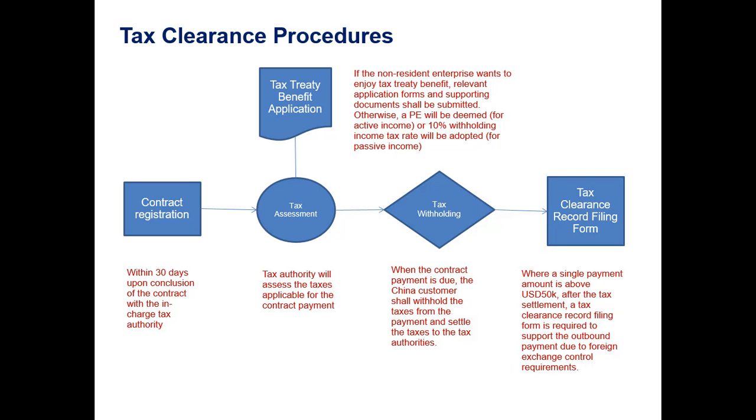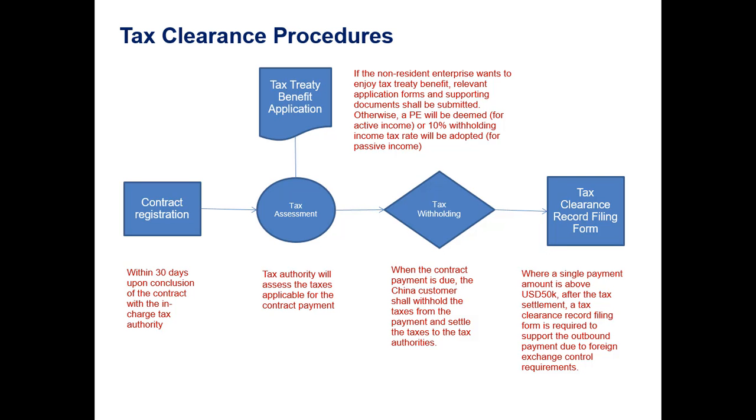And at this stage, you, as the non-resident enterprise, have to apply. If you want to enjoy the tax treaty benefit, you must come here to say, okay, I want to enjoy the tax benefit. The basic taxation principle is that if you don't claim the tax treaty benefit, the default tax treatment will be applied. For service income, the default status is that you have a PE. For passive income, the default treatment is 10% withholding income tax.